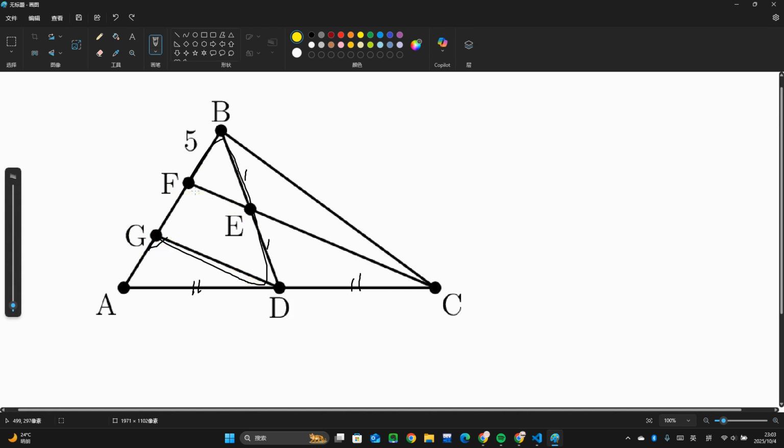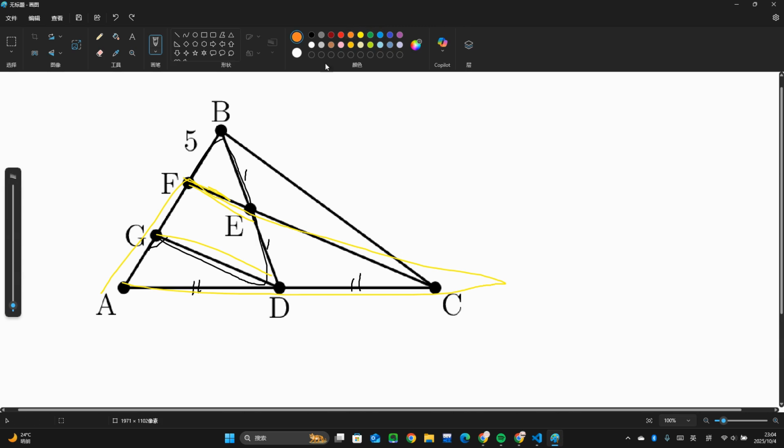Now that we know FE is 1/2 of GD, we can also notice that ACF is another triangle with GD as the median, because we already know that FE is parallel to GD from knowing it's a median, and we also know that AD is equal to DC, so obviously GD is the median of ACF.